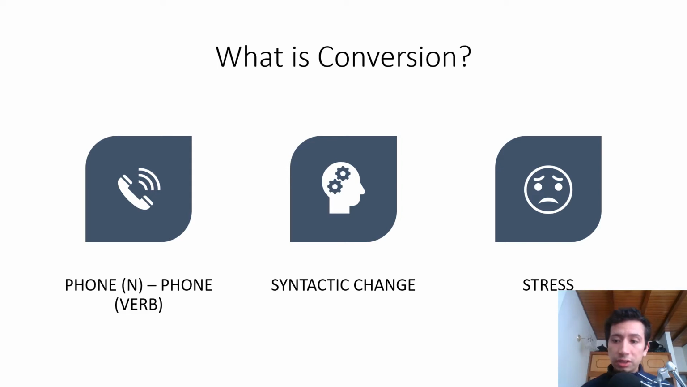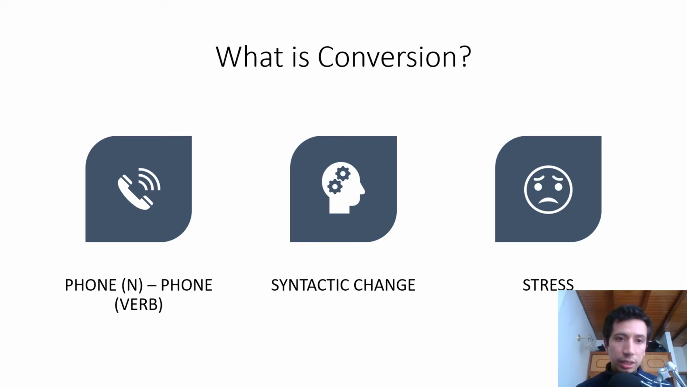So conversion is when we have a word, we use it for, let's say, a noun, and we keep that form exactly the same, but we use it as a verb. Now we call that a functional conversion because it's changing the function. It previously was a noun, it is now a verb.